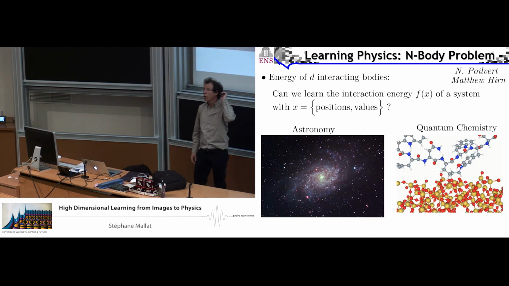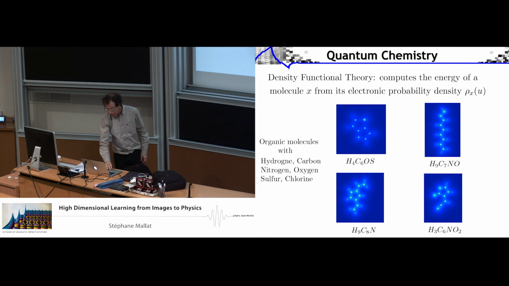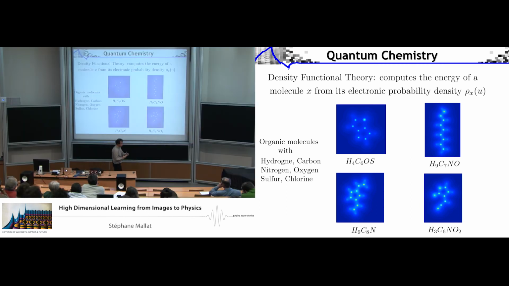So in physics now, X is going to be the state of the system. For example, in quantum chemistry, X is going to be the positions of the atoms and the protonic charge of each of the atoms. So that is specifying the state of the molecule. So how do people usually compute the energy of molecules? Density functional theory is now the tool that is most often used. What you do is you compute the energy as a function of the electronic probability density. So here, for different molecules, you see the electronic probability density, the density of the electrons around what you see here being the nucleus of the atoms, okay?